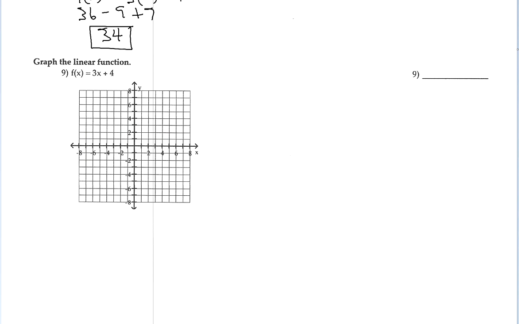Graph this linear function. So I'll do that using the slope-intercept. I'm going to start with 4 here. My slope is 3, so in this case I can go up 3, 1, 2, 3, and over 1. And I can use my straight line here to draw the line.